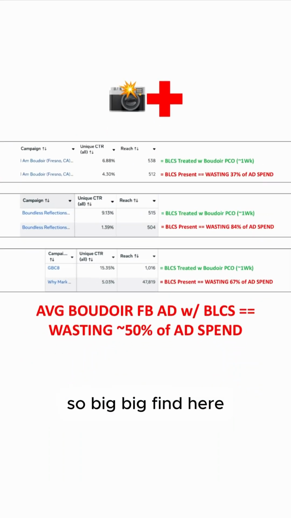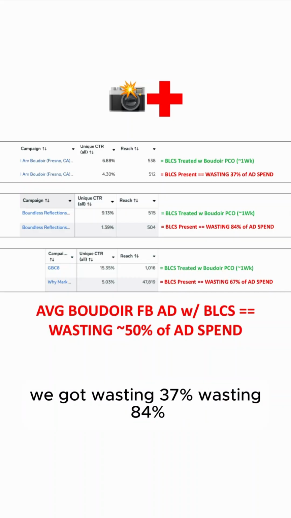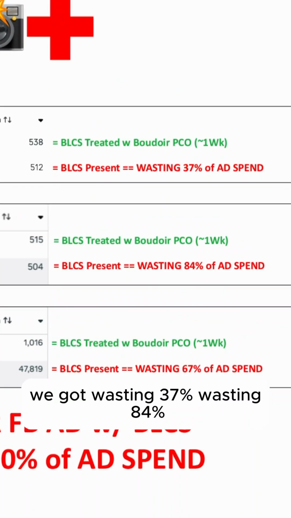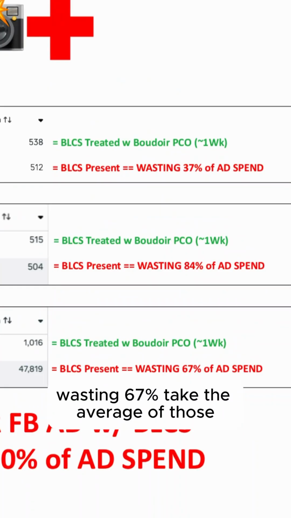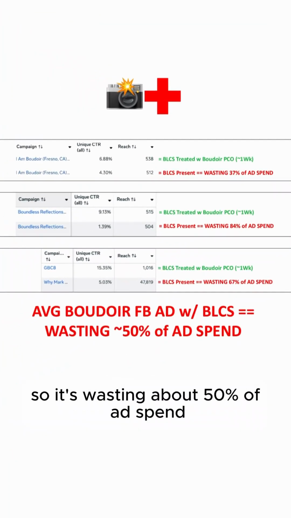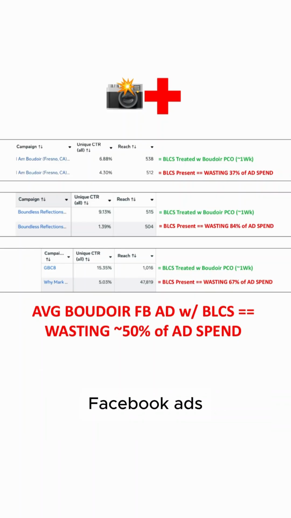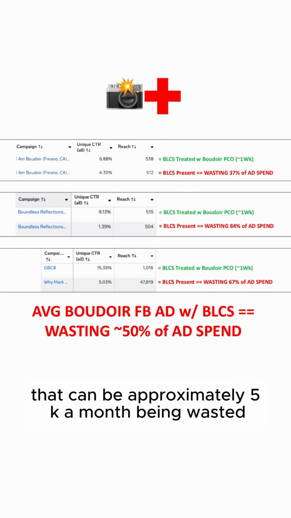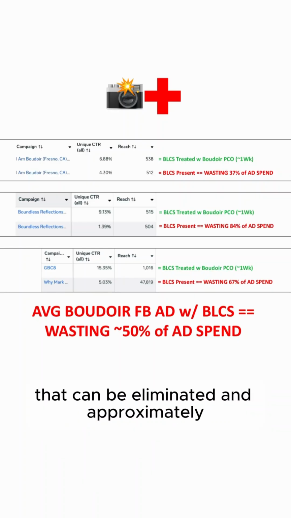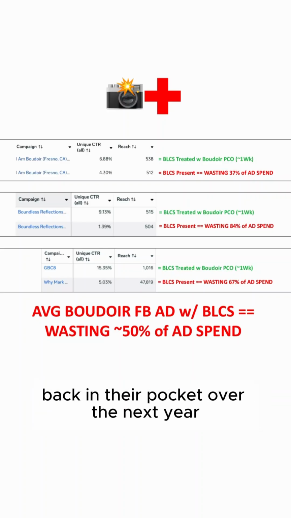So, big find here. The average Boudoir Facebook ad with BLCS is wasting about 50% of its ad spend. I mean, look at the numbers here. We got wasting 37%, wasting 84%, wasting 67%. Take the average of those, it's probably somewhere in the 50 to 60% range. So the average Boudoir Facebook ad is wasting about 50% of ad spend. So they're spending more than 10 grand a month on Boudoir Facebook ads, literally 5K every single month being wasted. That can be eliminated, and that'd be like 60K back in their pocket over the next year.